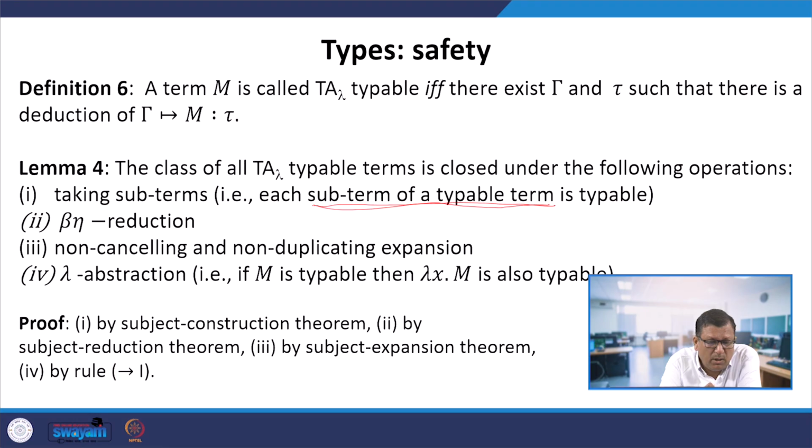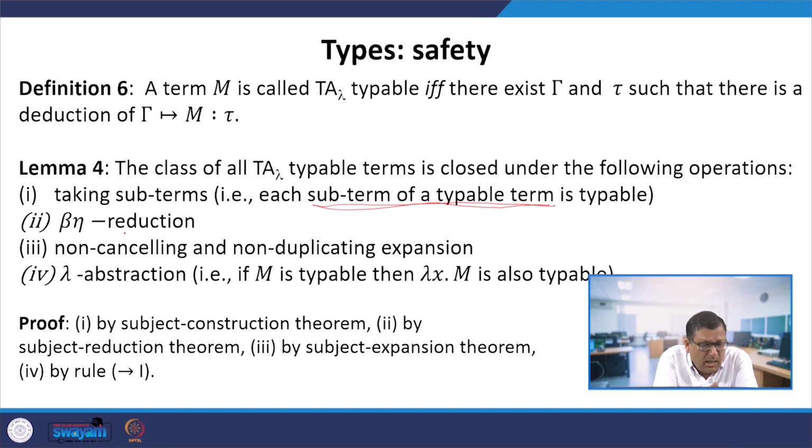Now why is condition 1 true, how are we going to get it? Recall that we did the subject construction theorem. If you recall the deduction tree that we obtained, all the subterms are also deducible. Hence, if a term is typeable, all its subterms will be typeable.